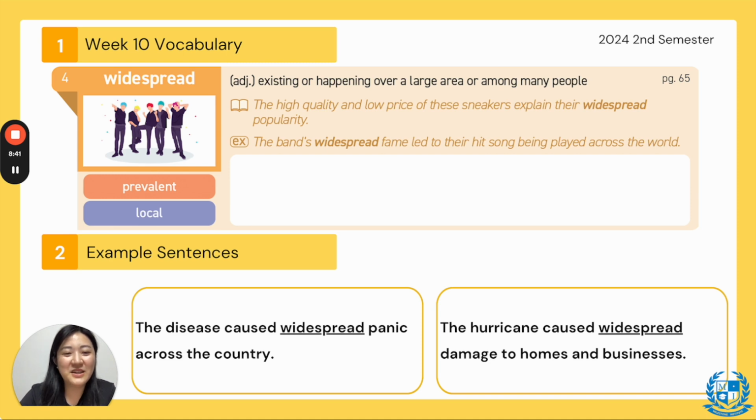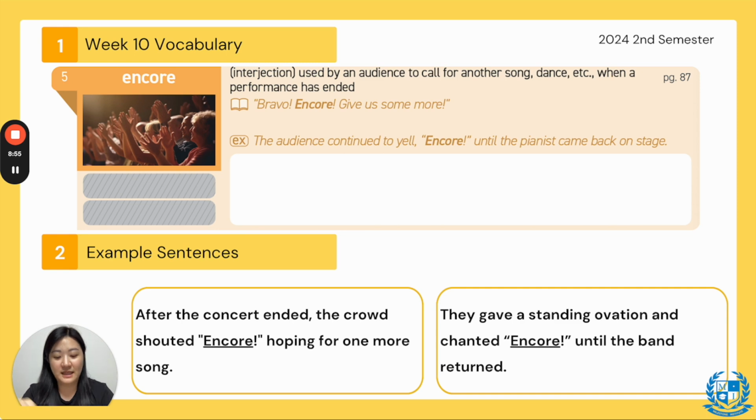Next one, it says the hurricane caused widespread damage to homes and businesses. That means there was a lot of damage, not just in one area, but in the whole area. Let's go on to our novel words.